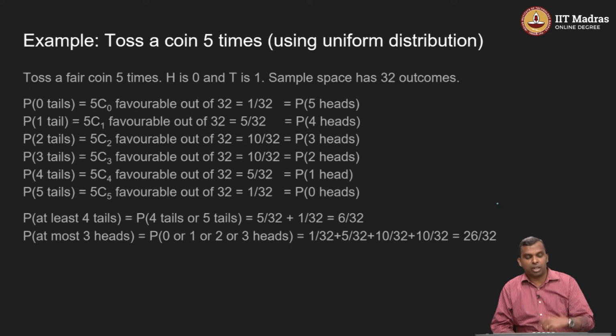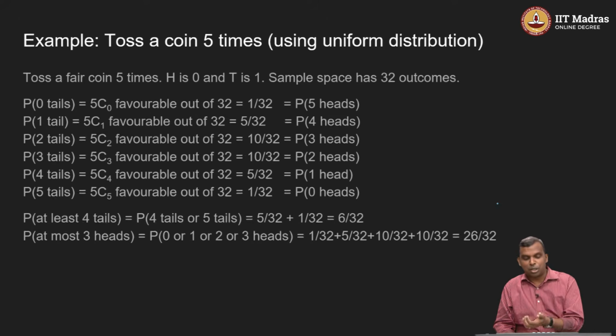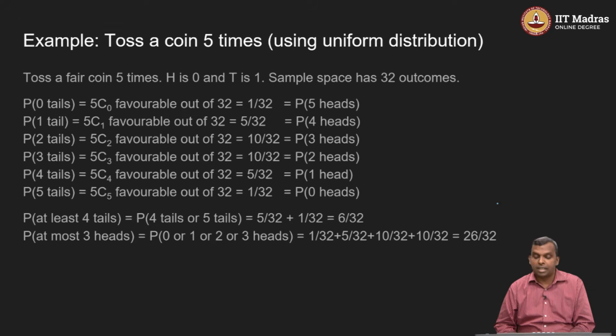Okay, so all this you can do very easily, and then you can have a lot of interesting events, right? I may want the probability of at least 4 tails. What is at least 4 tails? 4 tails or 5 tails, right? So that's probability of 4 tails plus probability of 5 tails. And what's the rule I'm using here? I'm using this OR rule, which is the disjoint events rule. So you add the probabilities here, and you get 6 by 32.